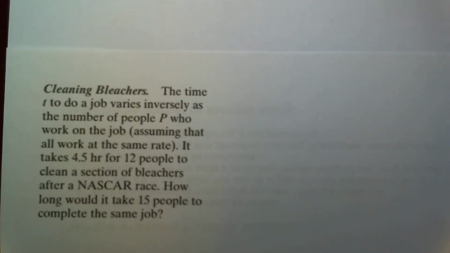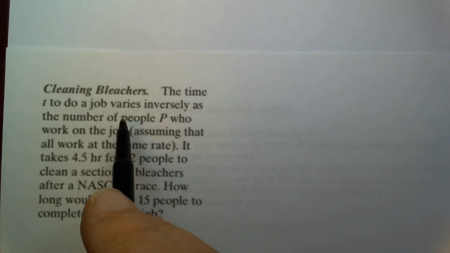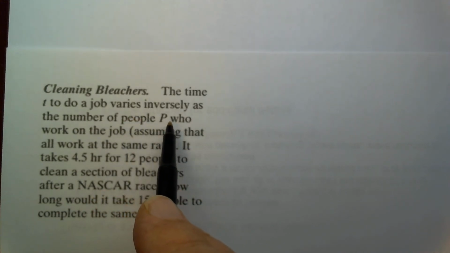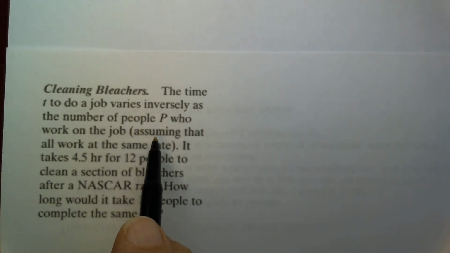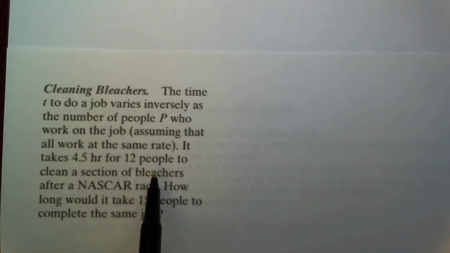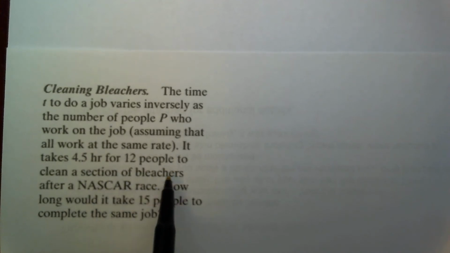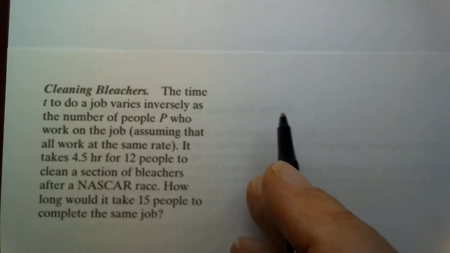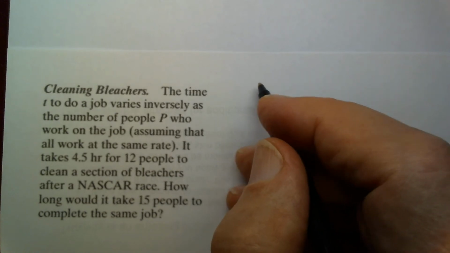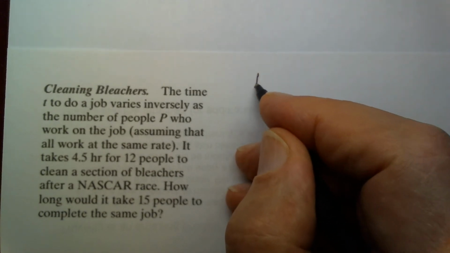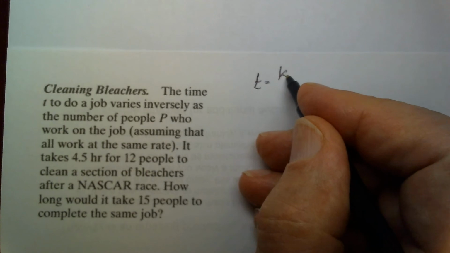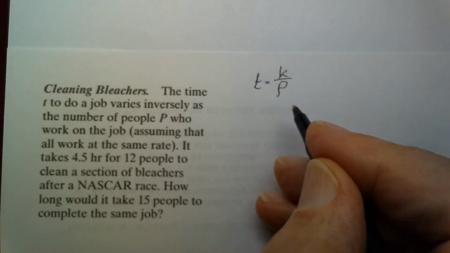The next example is about cleaning bleachers. The time t to do a job varies inversely as the number of people p who work on the job, assuming that they all work at the same rate. It takes 4.5 hours for 12 people to clean a section of bleachers after a NASCAR race. How long would it take 15 people to complete the same job? So we have inverse variation. So we have t, the time, equals k divided by p, the number of people.